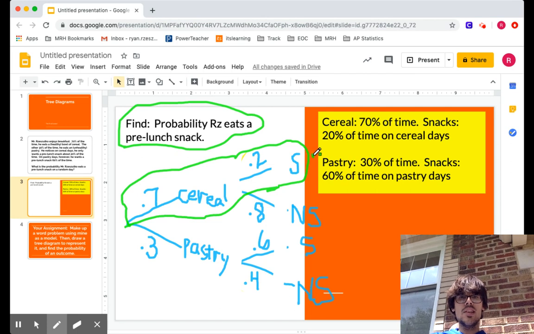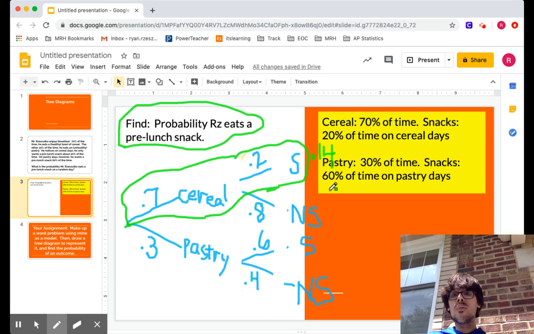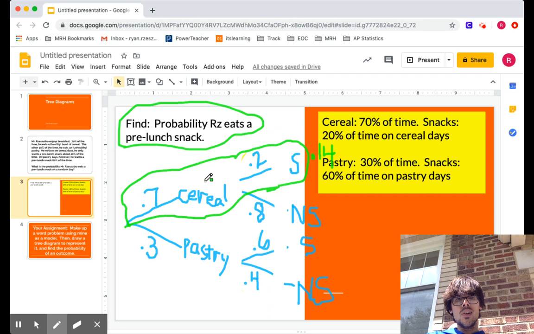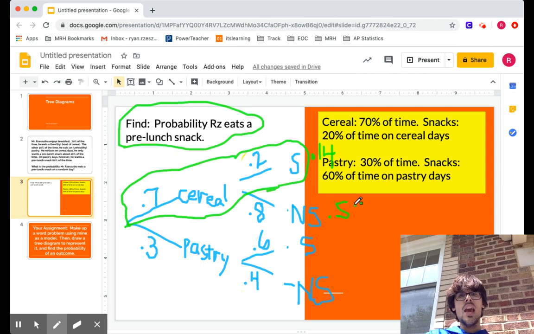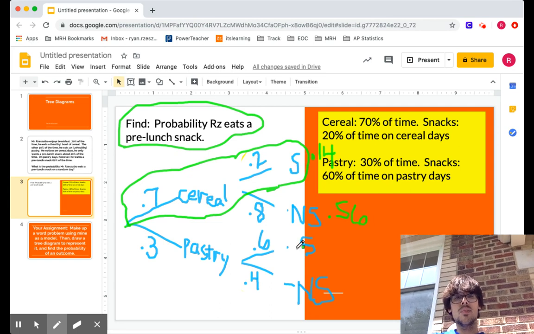Generally, I'll put that just on the end right here. A 0.7 times a 0.2 is a 0.14. So there's a 14% probability, if you pick a random day, that it was a day I both had cereal and had a snack. They didn't ask for this one, but if I go to the next one, cereal and no snack, 0.7 times 0.8 is a 0.56. And those two branches together, 0.56 and 0.14, add up to 0.7, which is good because 70% of the time I'm supposed to have cereal.